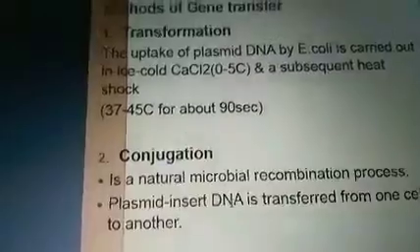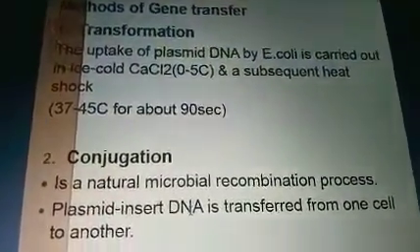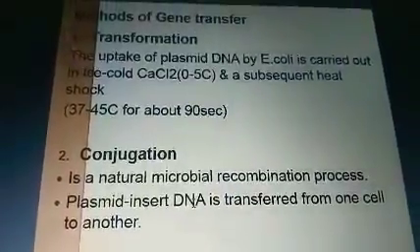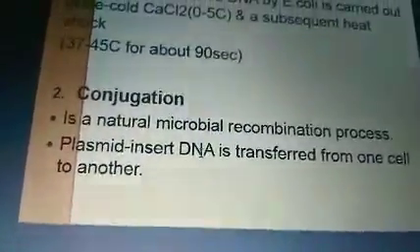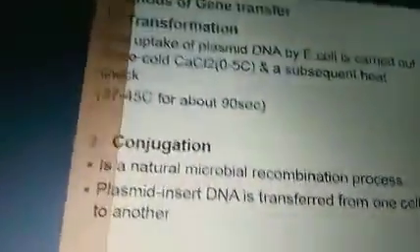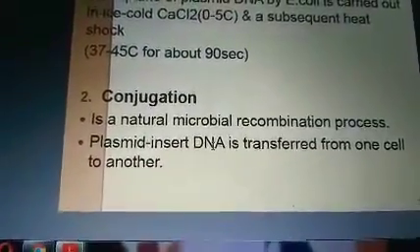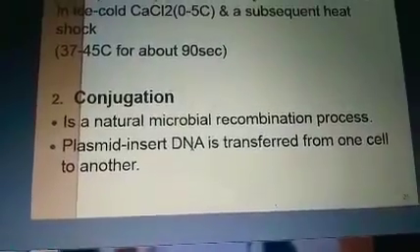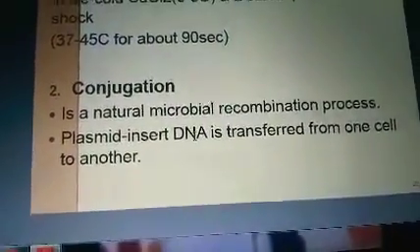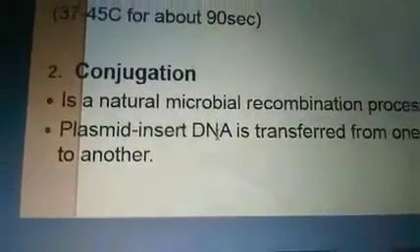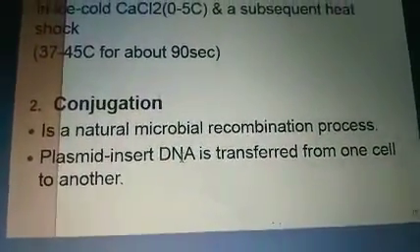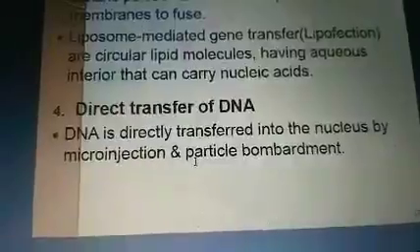Methods of gene transfer. The uptake of plasmid DNA by E. coli is carried out by ice-cold CaCl2. Transformation occurs in the presence of CaCl2, in which pores are made and the recombinant DNA can incorporate within the cell. Conjugation is a natural microbial recombination process in which the desired recombinant plasmid having the DNA is transferred to the attached cells.